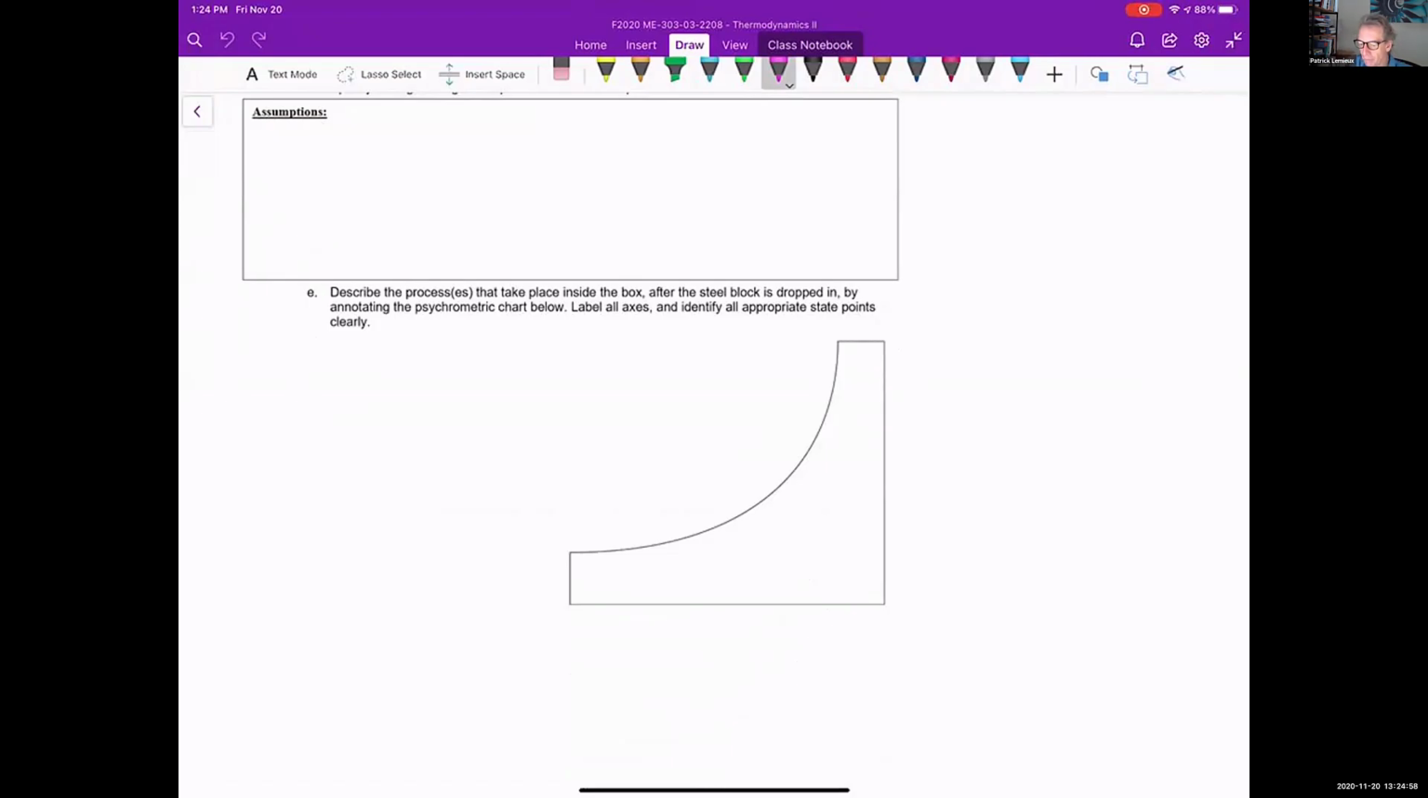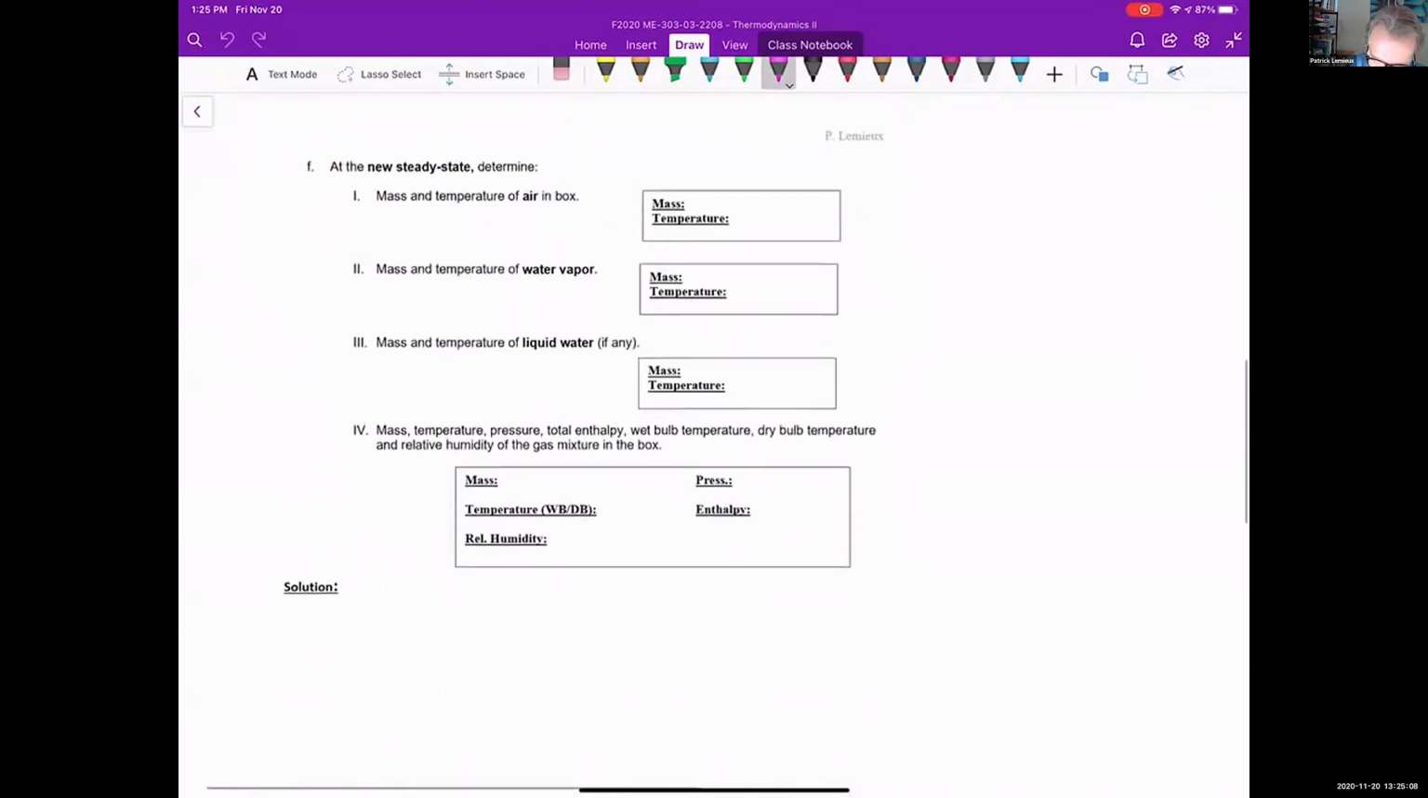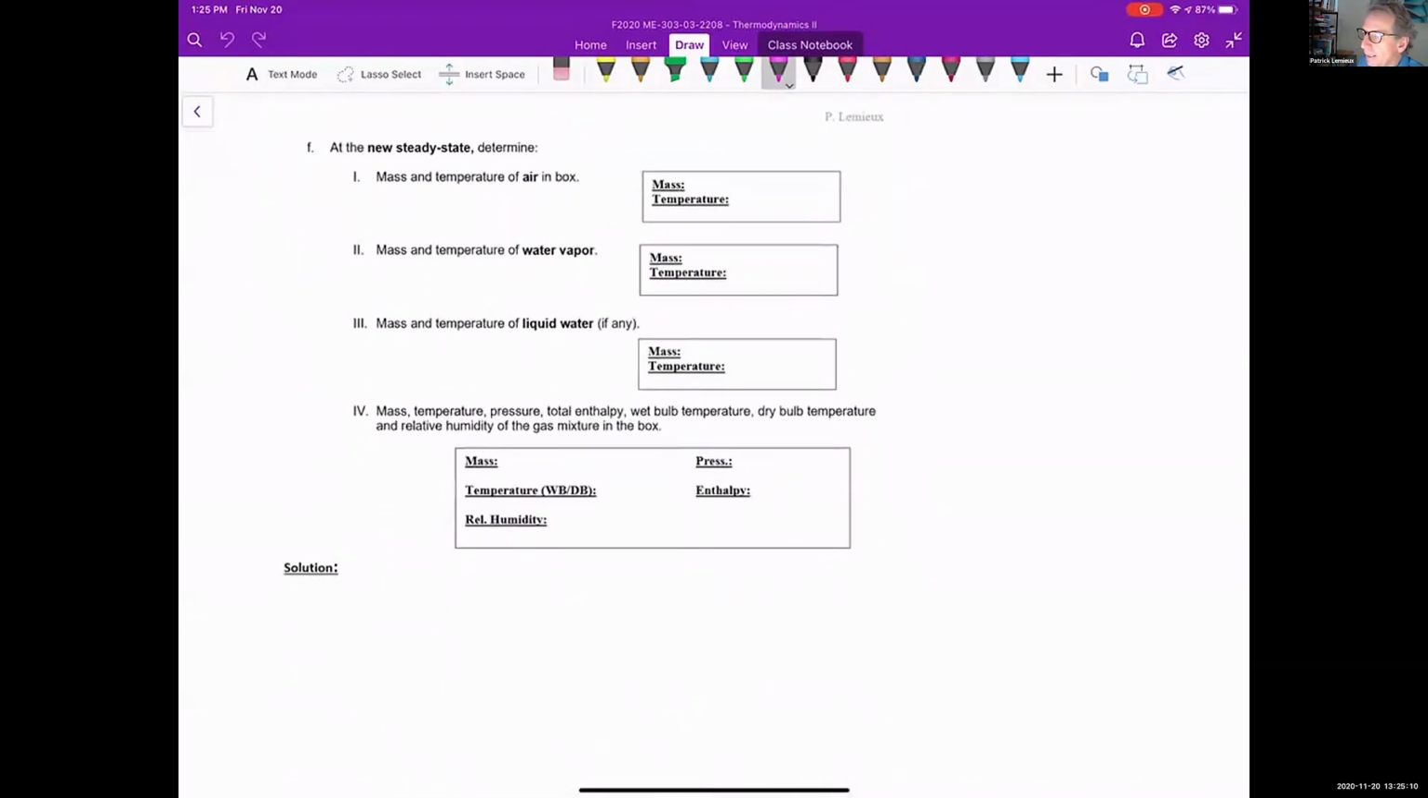And of course, that would be perfectly acceptable and arguably preferable because you've got your actual data right there as opposed to a sketch. But we'll do both. Finally, at the new steady state, at the end of this process, give me the mass and temperature of the air in the box, the mass and temperature of the water vapor in the box, and the mass and temperature of the liquid water if you determine that there's been some condensation taking place inside the box. Finally, give me all the data for the moist air that we end up with at that steady state.